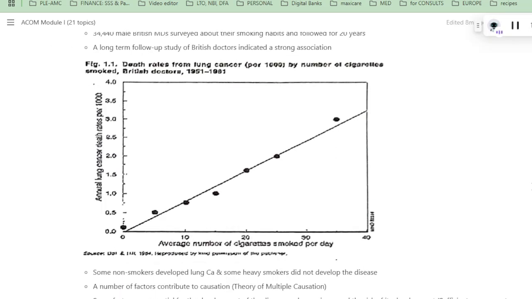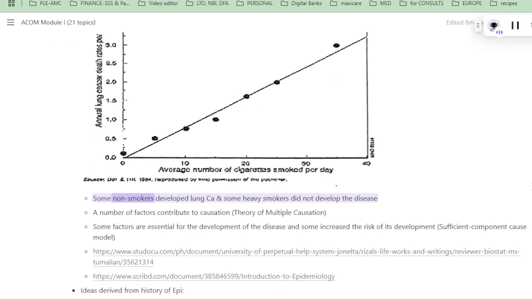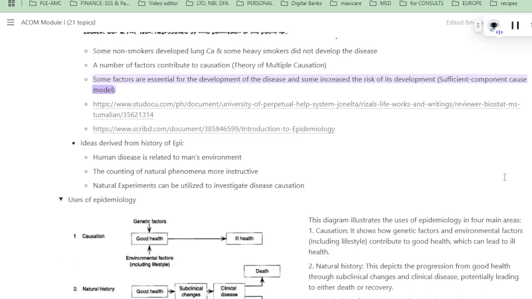Some non-smokers developed lung cancer and some heavy smokers did not develop the disease. A number of factors contribute to causation: the theory of multiple causation. Some factors are essential for the development of the disease and some increase the risk of its development: the sufficient-component cause model.